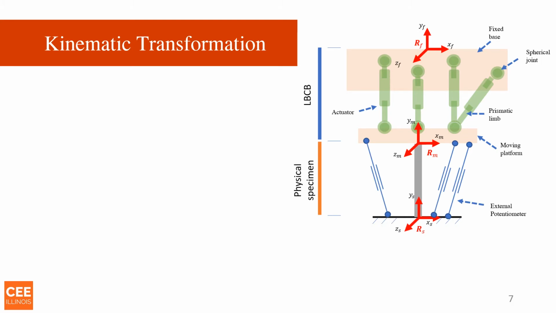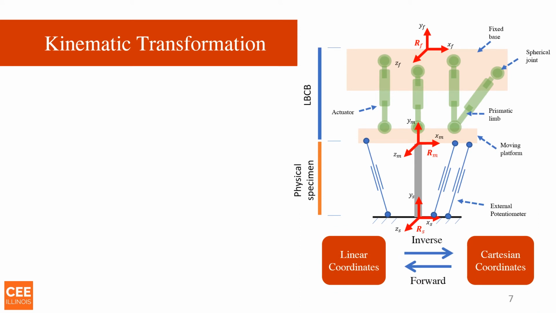In this context, kinematic transformation is the process of going to and from Cartesian coordinates from the actuator or potentiometer coordinates. So inverse kinematics is going from linear coordinates to Cartesian, and forward kinematics is going from Cartesian to linear.